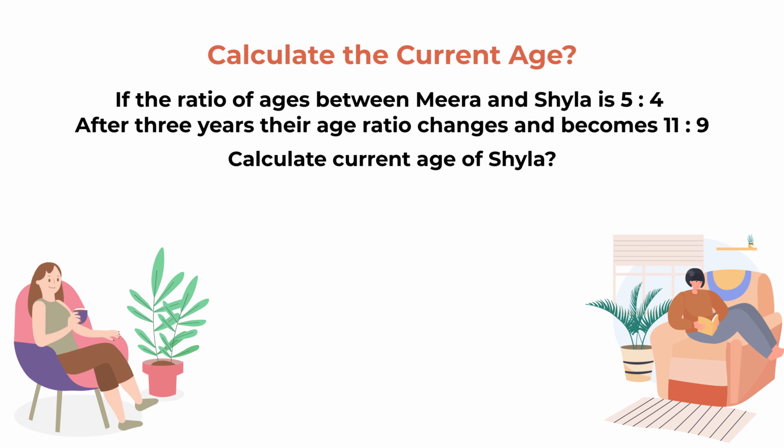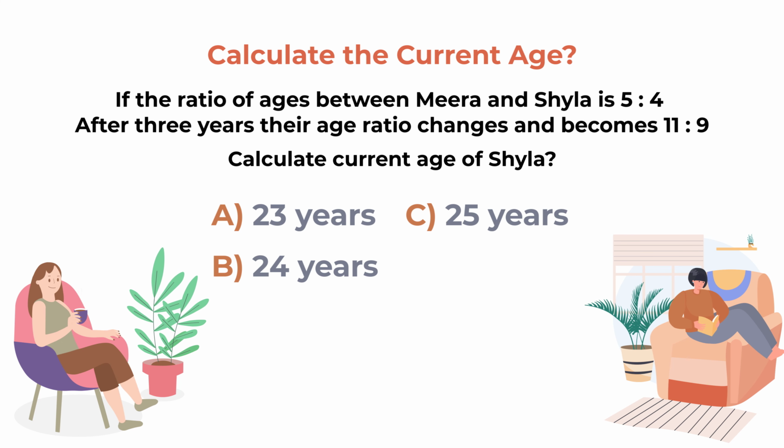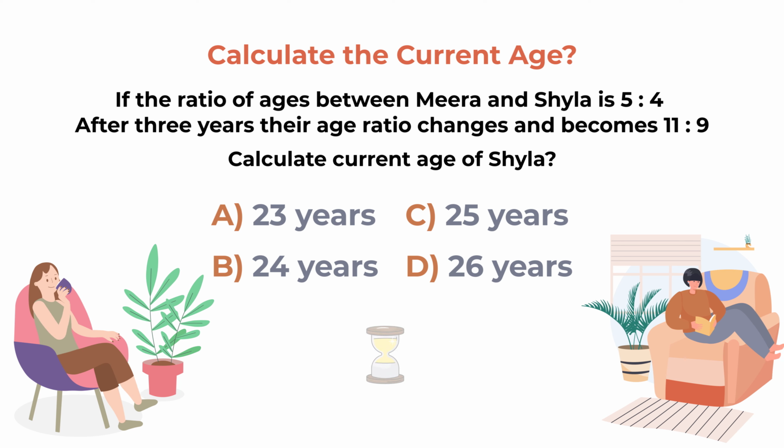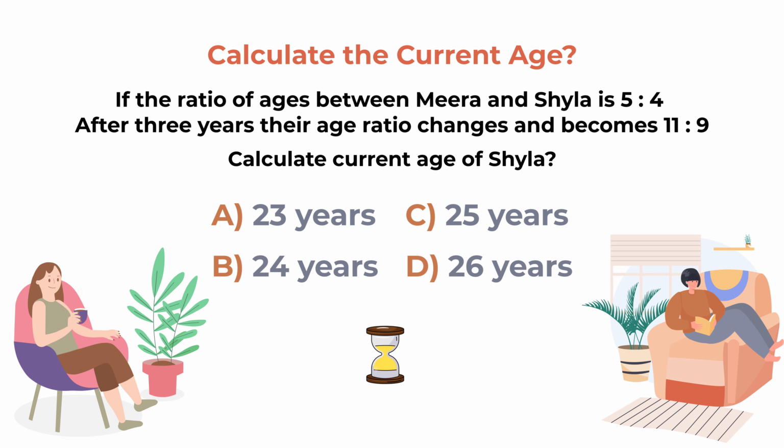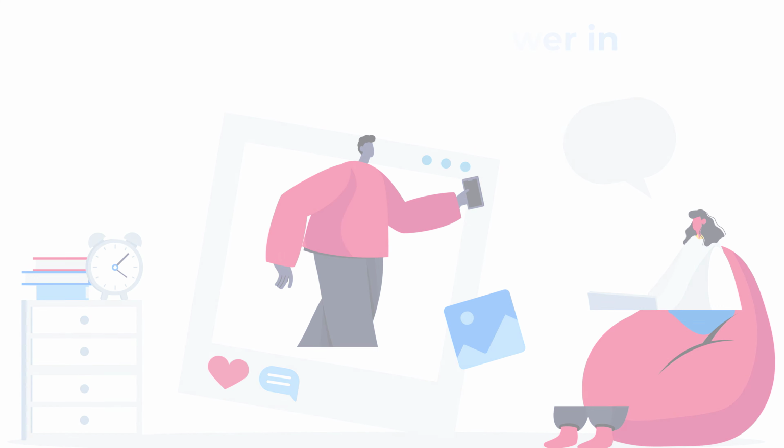And you have 4 different choices. Choice A, 23 years, choice B, 24 years, choice C, 25 years, and choice D, 26 years. Give yourself a little bit of time, maybe pause this video to see if you can come up with the solution on your own. Ready or not, I am going to share with you my solution. But if you have a better way to solve it, please make sure to share it in comments.